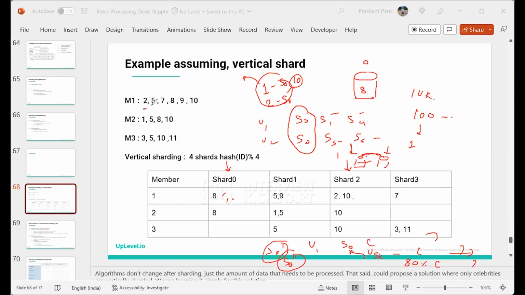These values are nothing but user 1, user 2, user 3. That's all. These are users only. So it is not relationship based sharding. Horizontal shardings are relationship based sharding, correct? Yeah. So for a whole user, the data would be present in a particular shard.